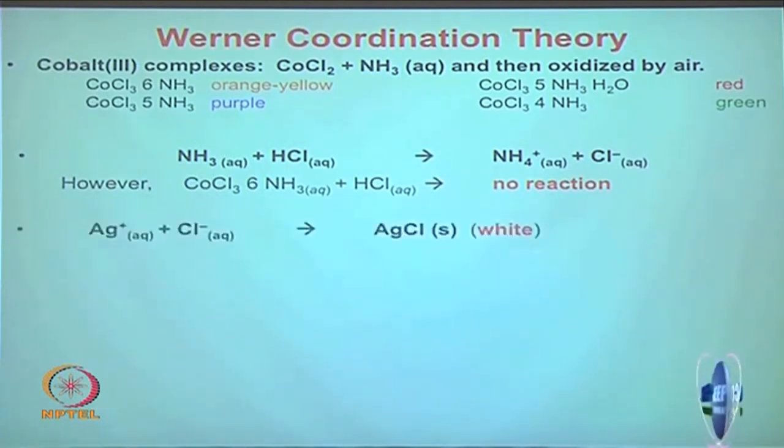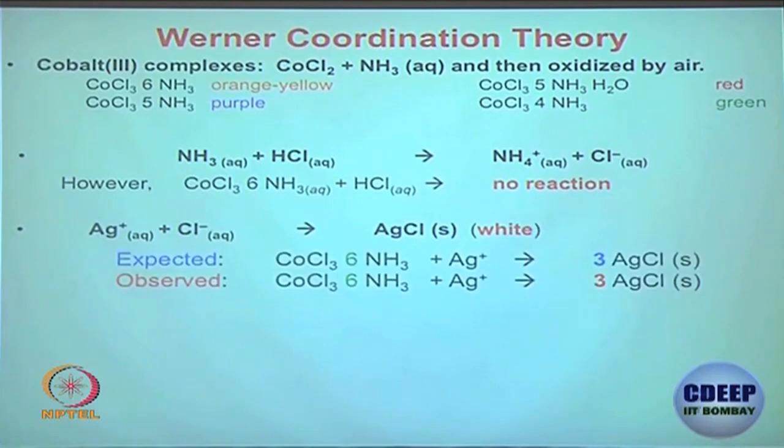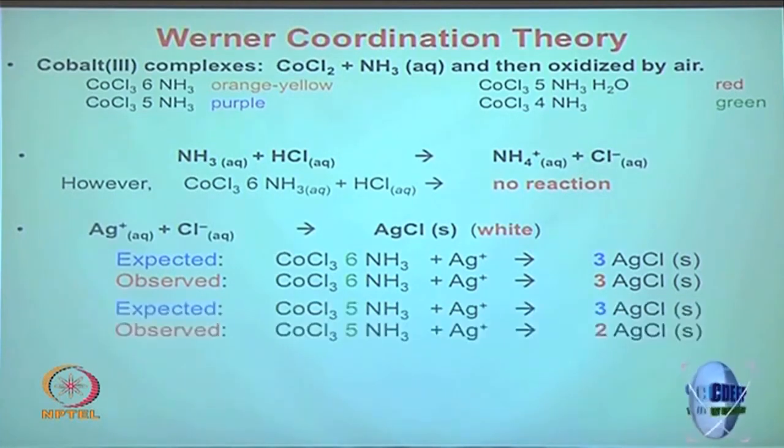Now, what they tried to do, this is a reaction known for long: if you add silver plus to a chloride solution, you will get silver chloride white precipitate, which I guess right now you are very familiar with or have done some experiment. So they took the first compound, the orange-yellow one, and tried to add silver. Now you can quantify how much silver chloride is formed. They quantified that three equivalents of silver chloride are formed. So all three chlorides are accessible to silver plus. Okay. Now they did the same experiment with this purple one, and they found that with silver plus, only two equivalents of silver chloride are forming.